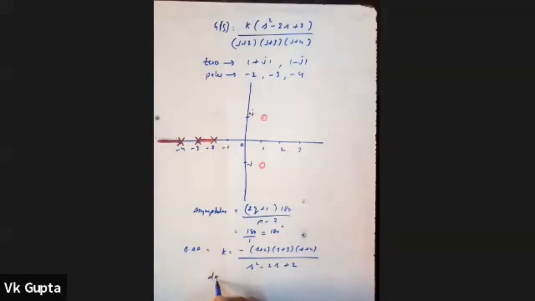So dk by ds is equal to s square minus 2s plus 2. Differentiation of this complete term: multiply this term and then differentiate. We'll get 3s square plus 18s plus 26, minus. When you multiply this, I think this is s cube plus 9s square plus 26s plus 24.